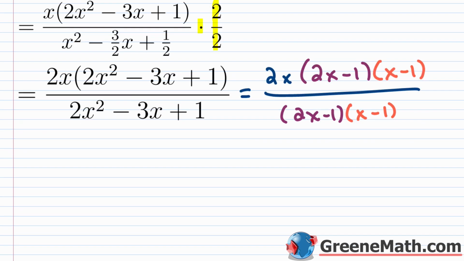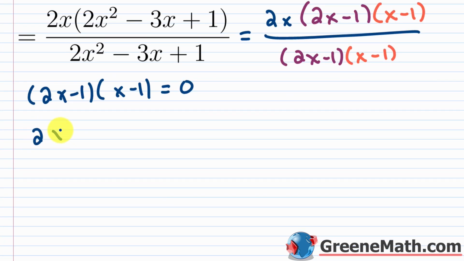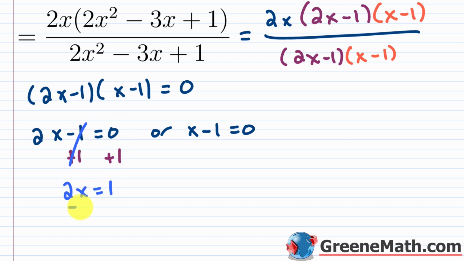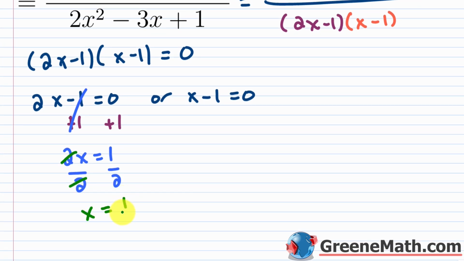That's all we need to do. So we're going to say that the quantity (2x minus 1) times the quantity (x minus 1) is equal to 0. So that turns into 2x minus 1 equals 0, or x minus 1 is equal to 0. For this one, you would add 1 to both sides of the equation, and then this would cancel. You get 2x is equal to 1. Divide both sides by 2, and this cancels. You get x is equal to 1 half. Over here, we're going to add 1 to both sides of the equation, cancel this, and we get that x is equal to 1.